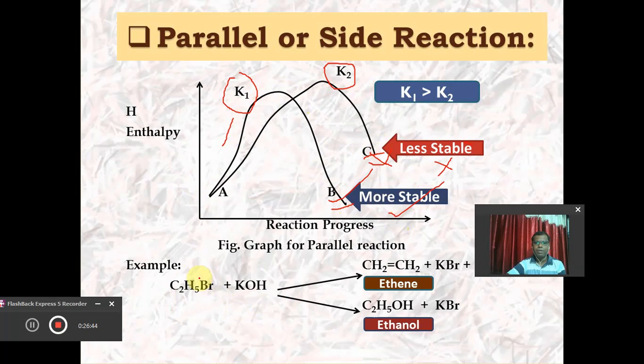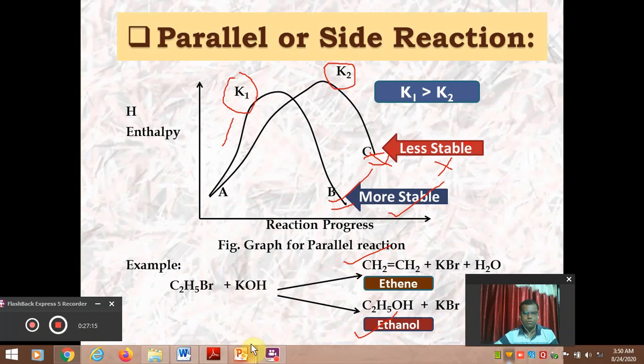Here is one example by which we can show this: ethyl bromide reacts with KOH. It gives the formation of two products. One product is ethene, and the other is ethanol. Out of these two, one will be the major product and the other will be the minor product.